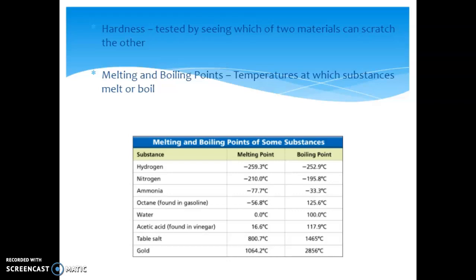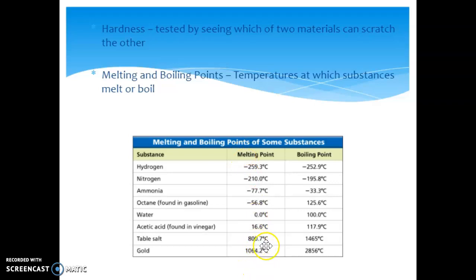Two other ones are both melting and boiling points. It lists some examples on here. Okay, it says the temperatures at which substances melt or boil. That's an okay definition, but you don't usually like to use a word to describe a word, right? We should know what melt or boil means. So what does melting point actually mean? Well, the melting point is the temperature at which something changes from a solid to a liquid. Okay, so it melts.